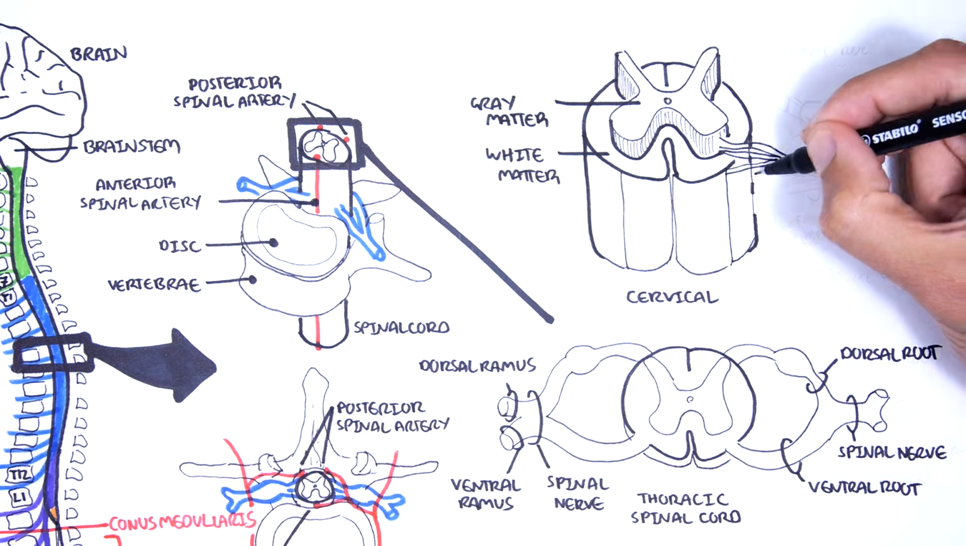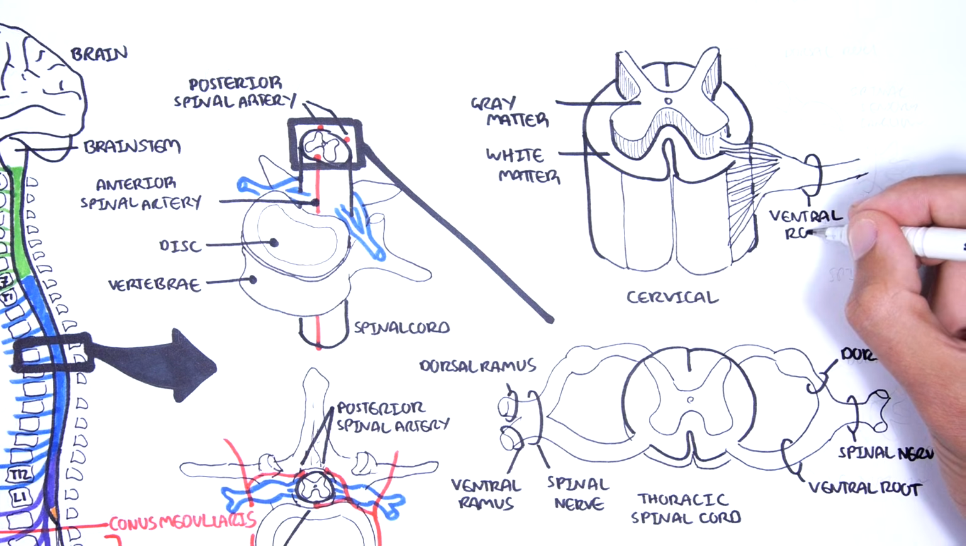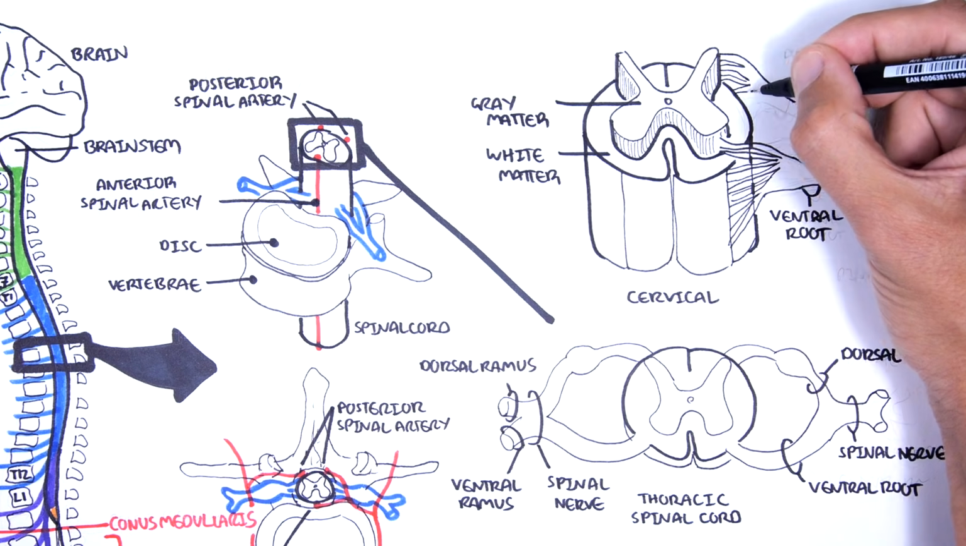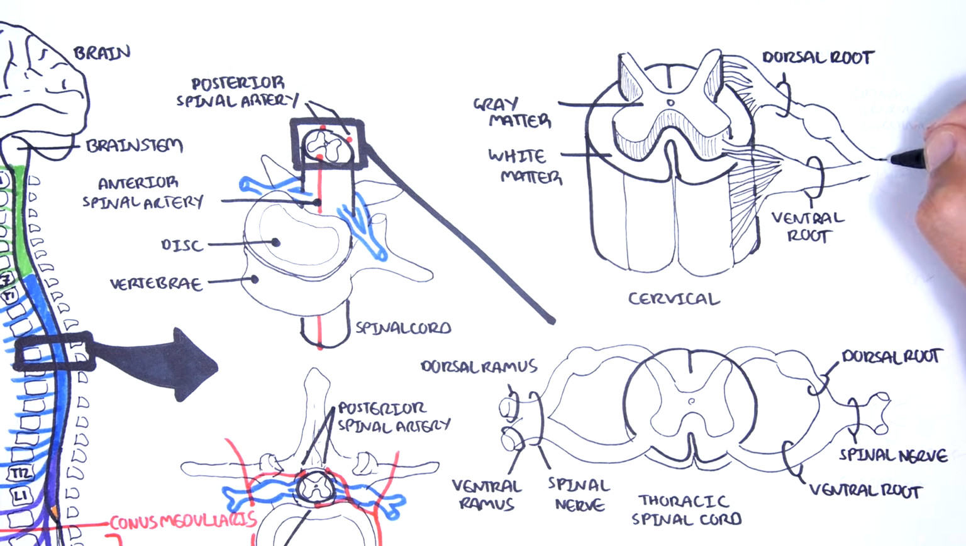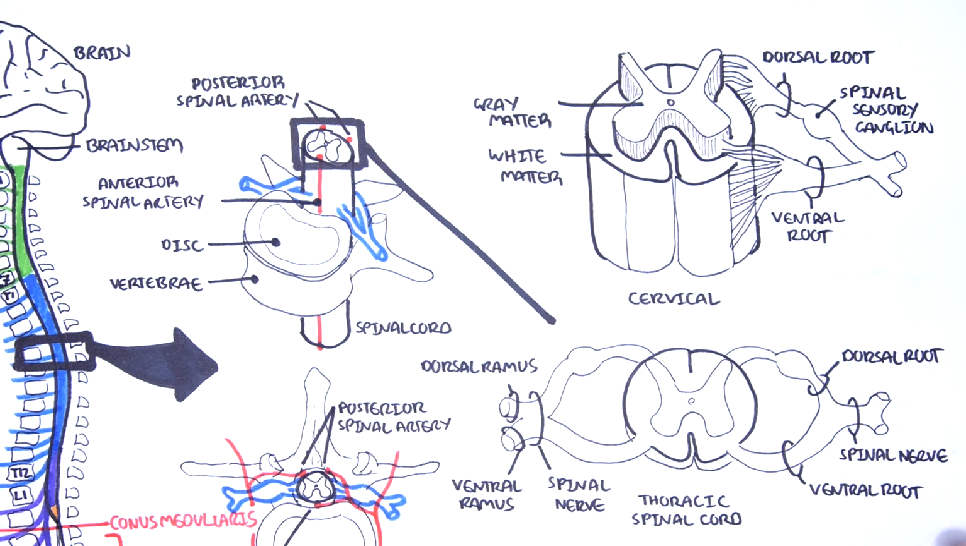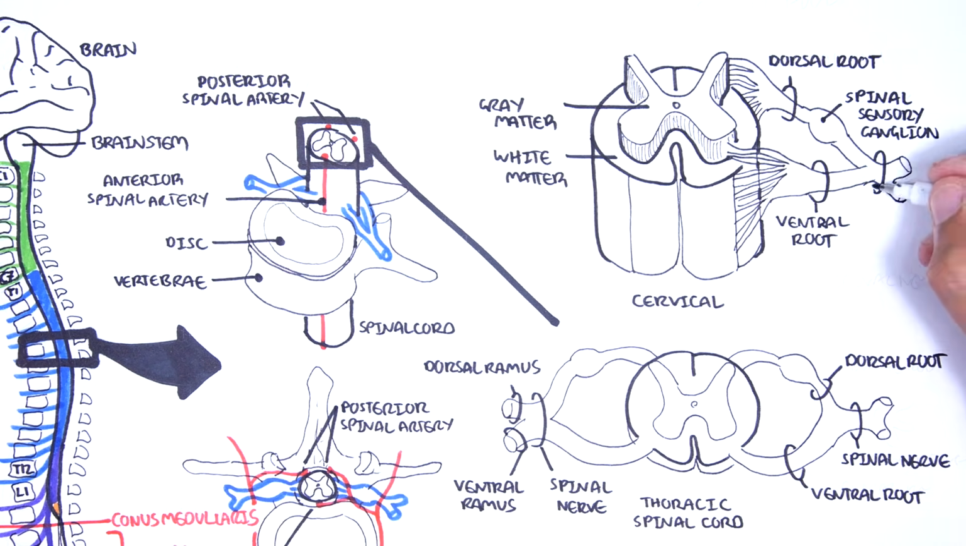As we learned, the ventral root is found in the anterior aspect of the spinal cord. The ventral root of the spinal cord carries motor neurons out from the spinal cord. The dorsal root of the spinal cord carries sensory information into the spinal cord. And so here we also find the spinal sensory ganglion, where the sensory neuron's body is located. The dorsal and ventral root will form the spinal nerve. In this case, this is a cervical spinal nerve.